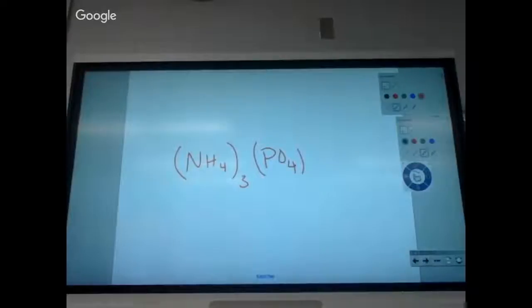5, CaCl2. Number 7, Mg(OH)2. 9, Cu(SO4). Parentheses are optional. You could have left them off. The 2 2's reduced, by the way. Number 11, we haven't done. Don't worry about it. We're going to learn it today.